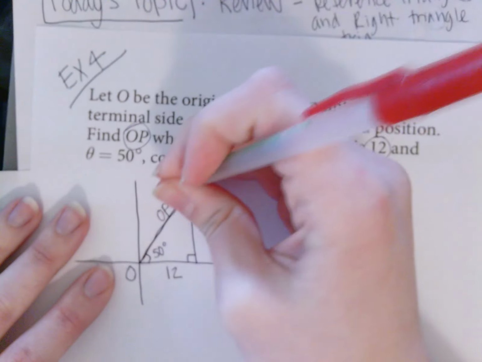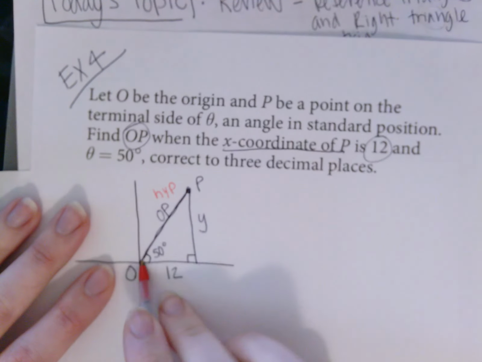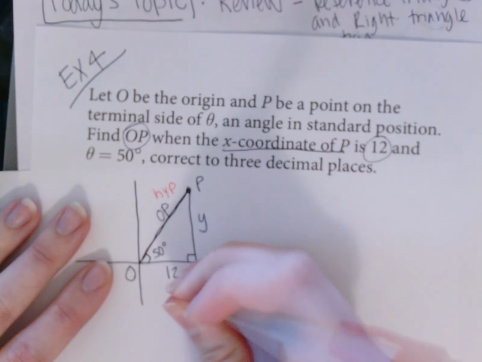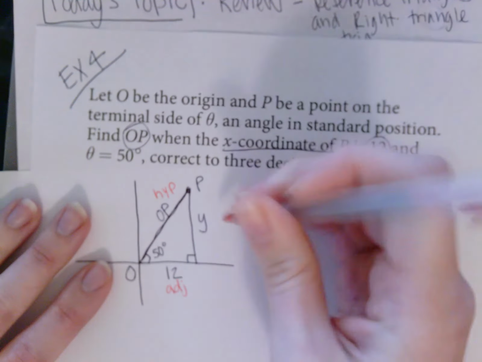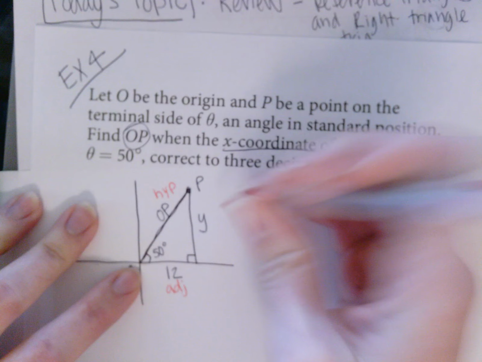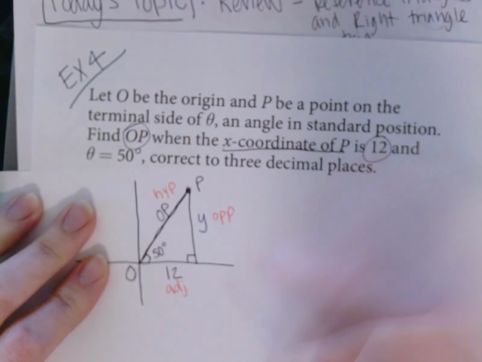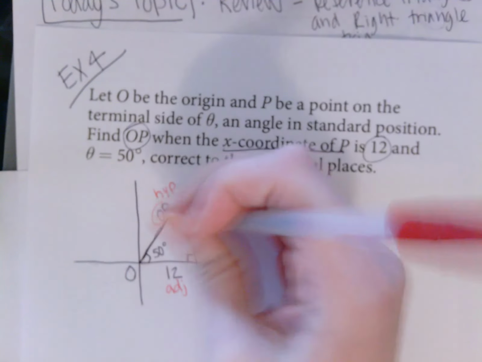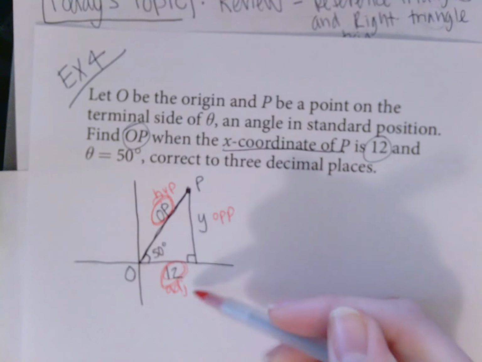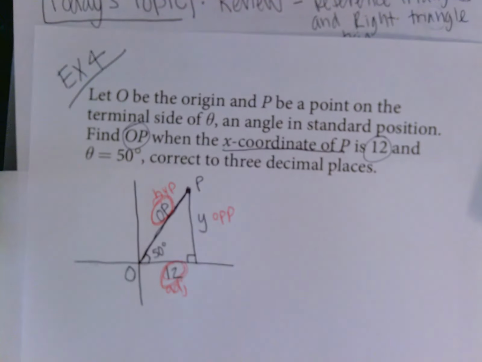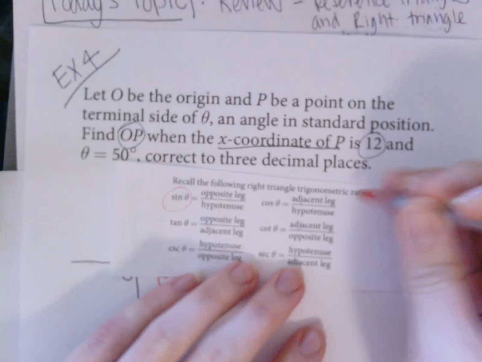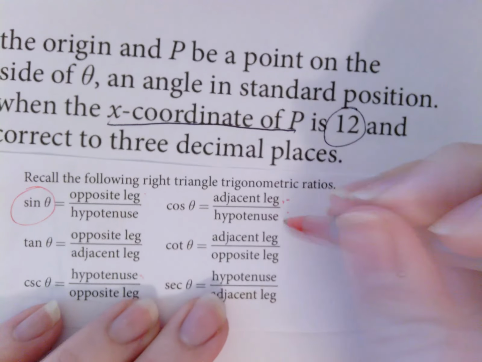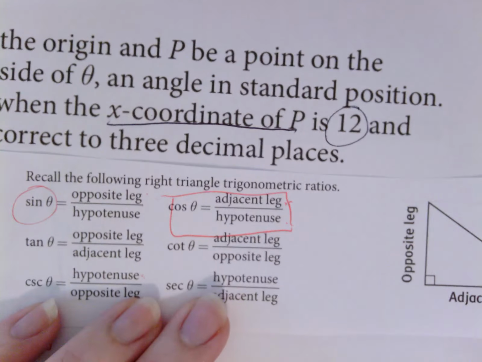OP is the hypotenuse. Here's theta. So next door to theta is x, and remember x is always adjacent. And the third side that I drew, the vertical side y, that is going to be my opposite. Well, I don't know y, so that's not going to be very good, and I'm not trying to find it. I'm trying to find OP, and I know 12, so that's adjacent and hypotenuse. Adjacent and hypotenuse, that's the cosine.